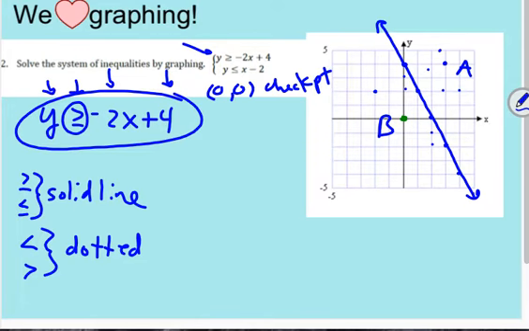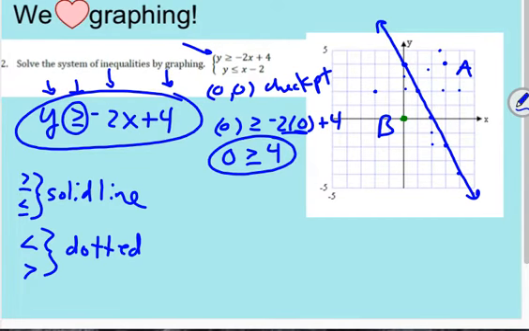If it's false, then I would shade the other side. So plugging in 0 for y, and x greater than or equal to negative 2 times 0 plus 4. Basically, this is 0 is greater than or equal to 0 times negative 2, which is 0, plus 4 is 4. Is 0 greater than or equal to 4? No.